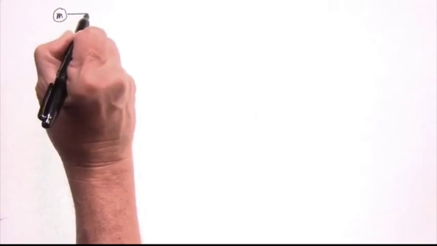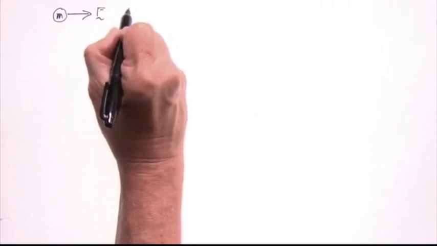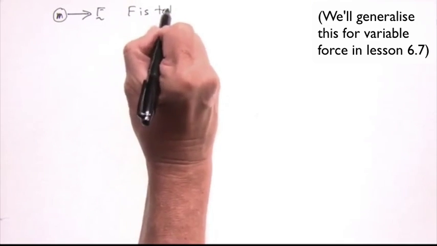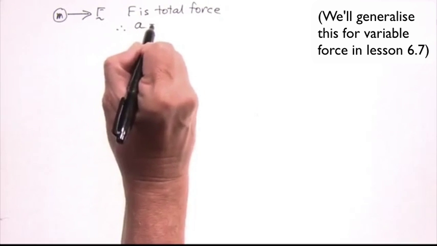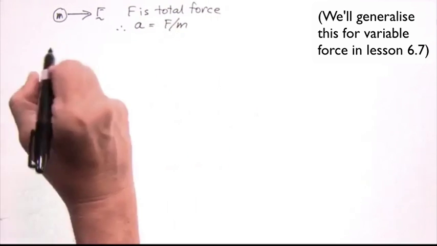Hey, well done! That's a really important result, so we'll revisit it here. Mass m initially at x0 with velocity v0. Constant total force F in the x direction accelerates it at a equals F over m.